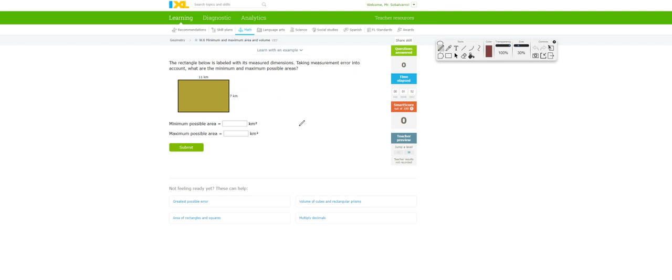Notice this is a rectangle, and the area of a rectangle is length times width. So the true area would be 11 times 7, which is 77. But here they're asking what the minimum possible area is and what the maximum is. Minimum meaning the lowest, maximum being the highest.